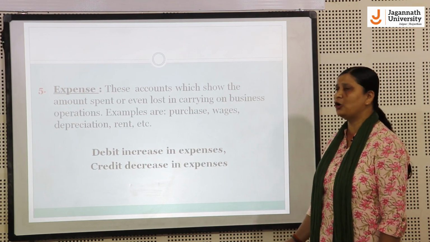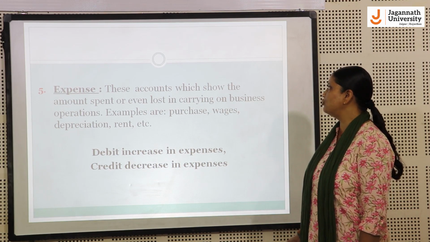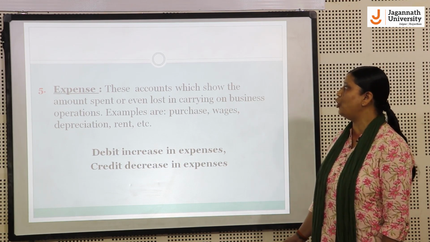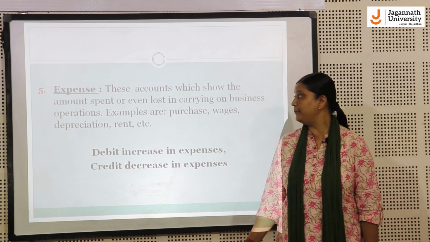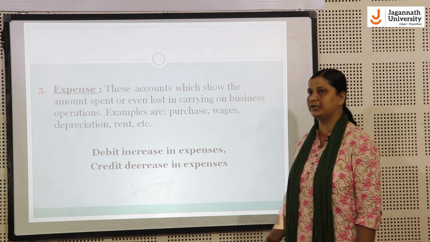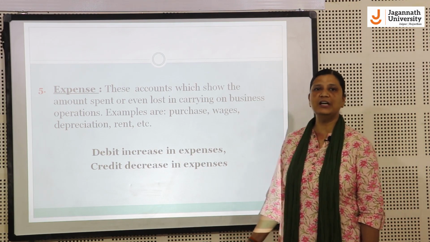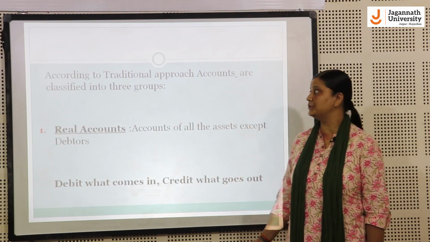And the last group according to the modern approach is expenses. These are accounts which show the amount spent or even loss in carrying on business operations. Examples are purchase, wages, depreciation, rent, etc. And the rule for journalizing a transaction is debit increase in expenses and credit decrease in expenses.